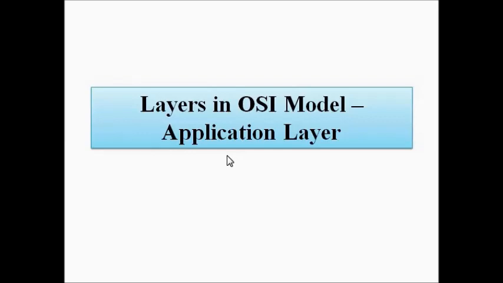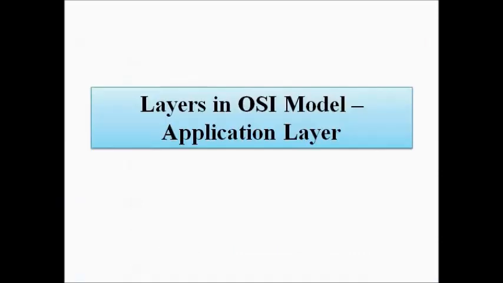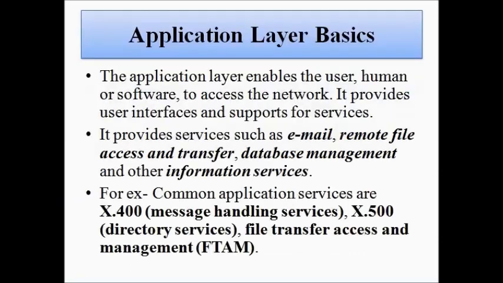So in this video we are going to discuss the final layer of the OSI model, or the Open System Interconnection model, which is the application layer. As you can see, it is the seventh layer, the final layer of the Open System Interconnection model. So first let us discuss some basic things related to the application layer.